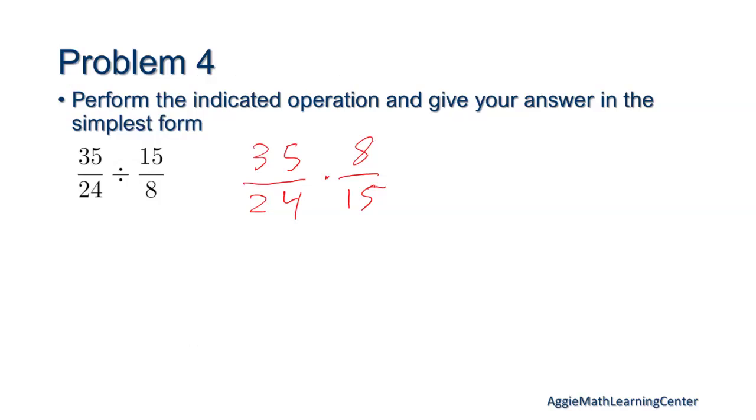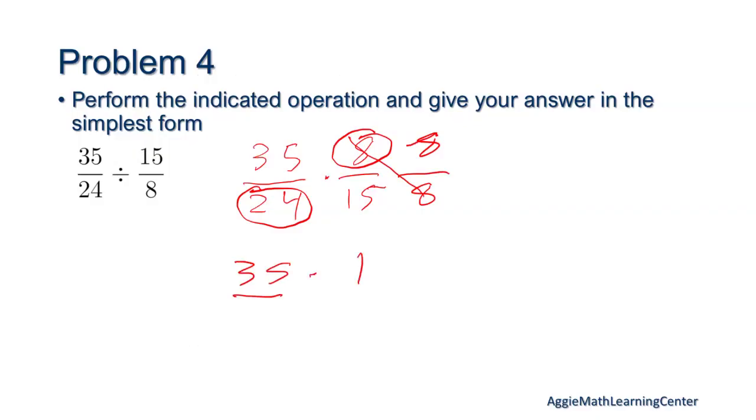Now let's notice this right away. What's a common factor between 8 and 24? 4, or even higher, 8, right? So what happens if we pull out an 8 over 8, and these 8's go away, and we get 35 times 1 over 3 over 15. Does that make sense how I did that?